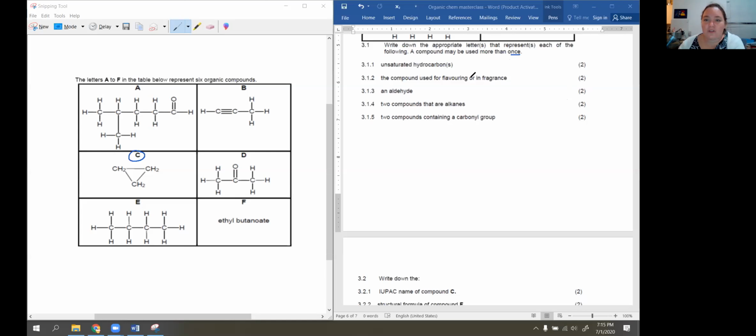The compound used for flavoring or fragrance, big hint, we looked at that briefly. An aldehyde, 2 alkanes, and 2 that have a carbonyl group here. And bear in mind, we've already established that we might have a carbonyl which is viewing something that has just a C double bond O as a carbonyl. Once again, I don't like that use of the word carbonyl, but I'm prepared to run with it for today. All right, so I'm going to pause sharing and ask you to quickly put in all of your answers. Go for it.